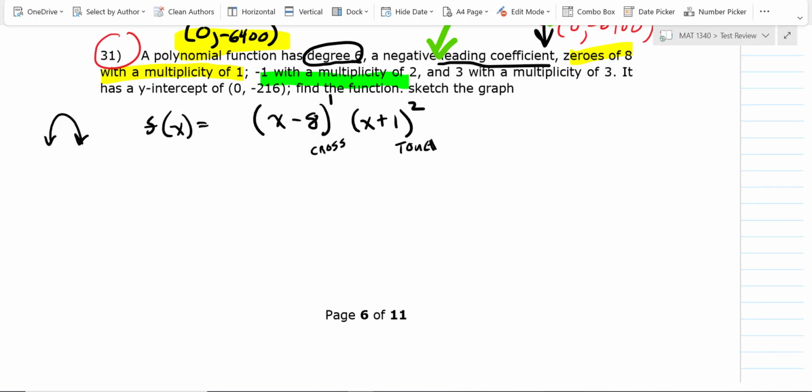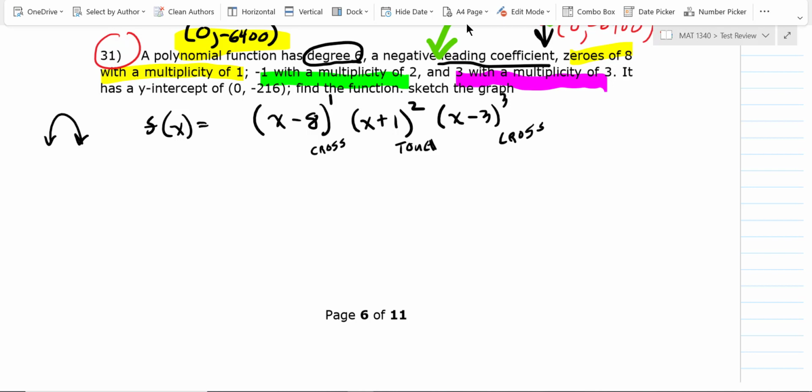And then finally, you get one more zero, a zero of 3 with a multiplicity of 3. So the next factor would be x minus 3 to the third. That would mean you cross like that. See what you're doing on this, you're doing this backwards. I'm giving you the zeros and multiplicities, you're building the function, okay?